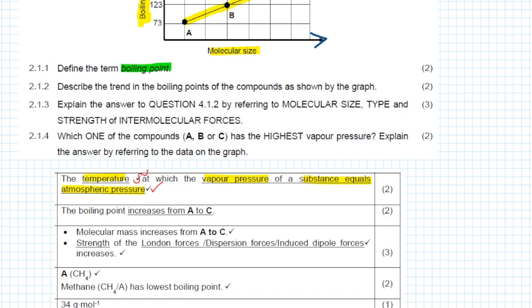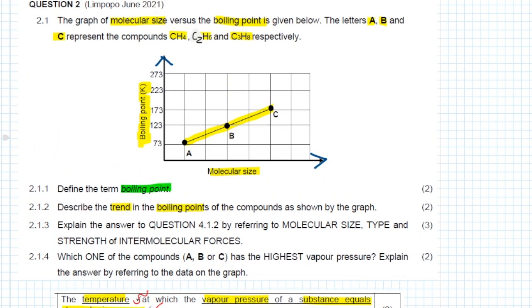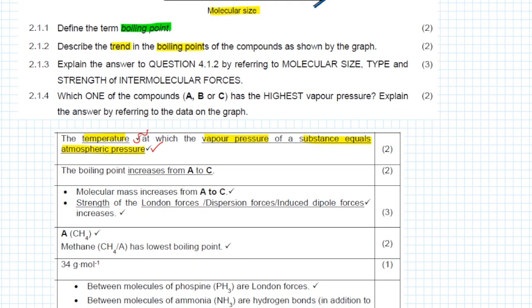2.1.2 says, describe the trend in the boiling points of the compounds as shown by the graphs. So as mentioned earlier, we can clearly see that as the molecular size increases, the boiling point increases. That is shown by the straight increasing line. So for 2 marks, we can say the boiling point increases from A to C. They say describe the trend in the boiling points of the compounds, and that is why we say it increases specifically from A to C instead of saying the boiling point increases as the molecular size increases, and that is going to give us 2 marks.